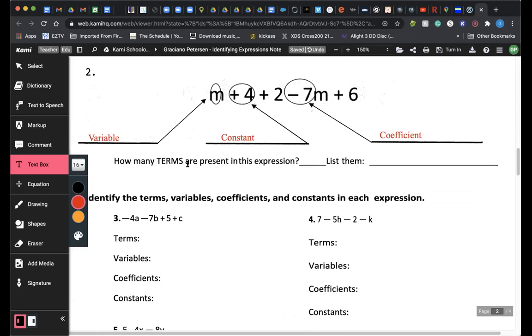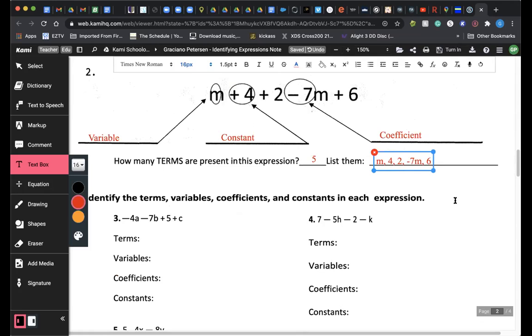All right, let's continue on with number 2. So we have the variable, the constant, and the coefficient. How many terms are in this expression? Let's count them. 5, good. So we have 5 terms in this expression, and we're just going to list them in order. They are m, 4, 2, -7m, and 6. Those are the terms.